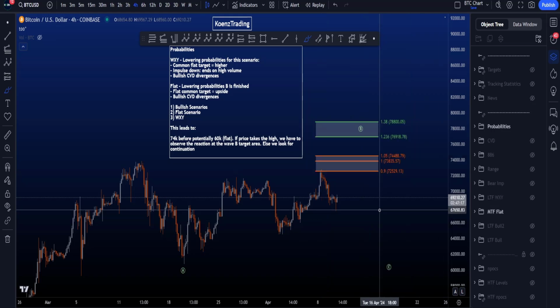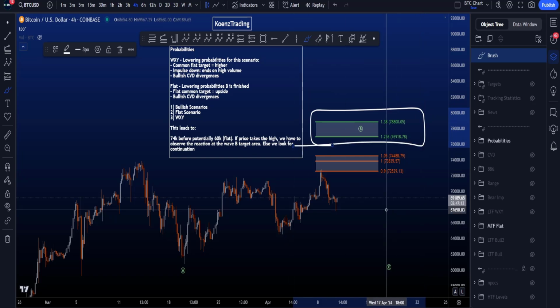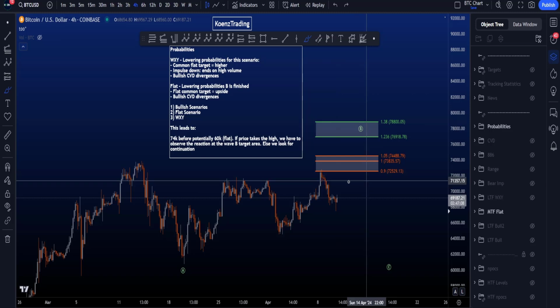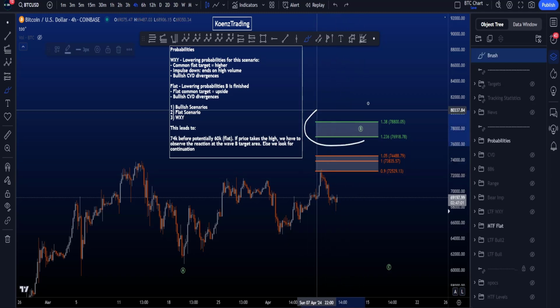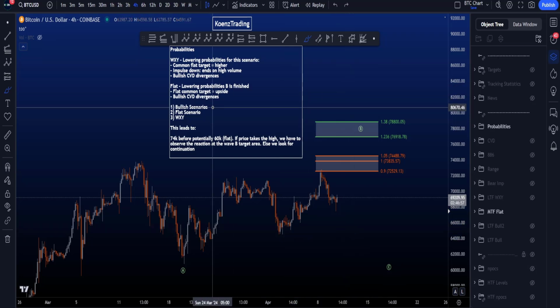What is lowering probabilities for a flat structure is that also here the common target area for a wave B is above price, right? We didn't reach the common target area. We reached the target area for a regular flat, which is a less common flat pattern. So naturally, probabilities would be higher to move towards the common target area. And also, again, we have the bullish CVD divergences.